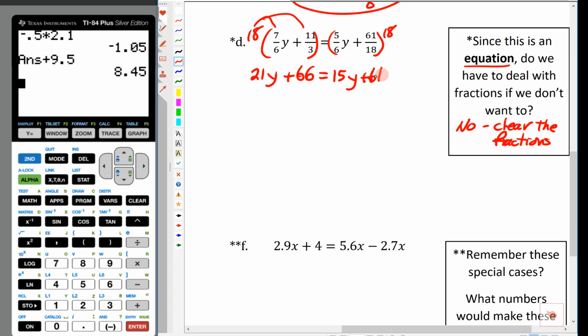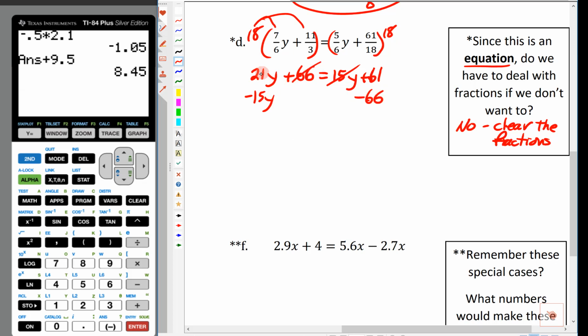Again, ignoring the 66 and the 61, we look at the 21y and the 15y. 15 is the smallest, so I'm going to subtract 15y. Subtract 15y here, get rid of that. And that means I need to move this constant over on the other side. So I'm going to do that by subtracting 66. So those are going to cancel each other off there.